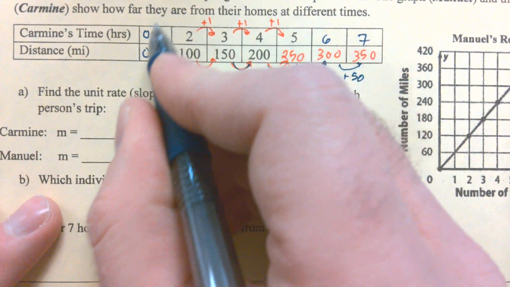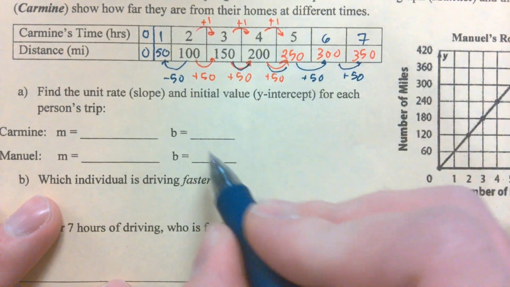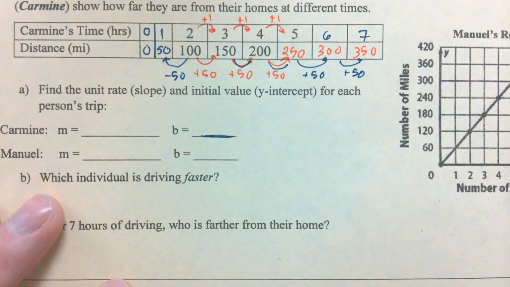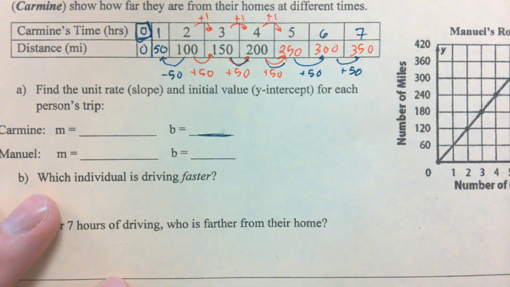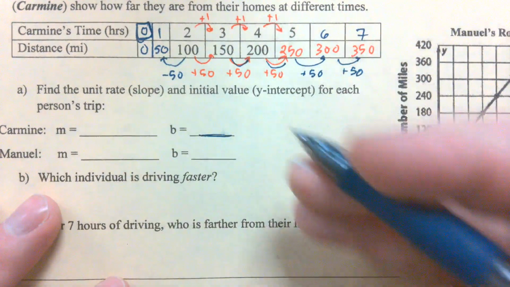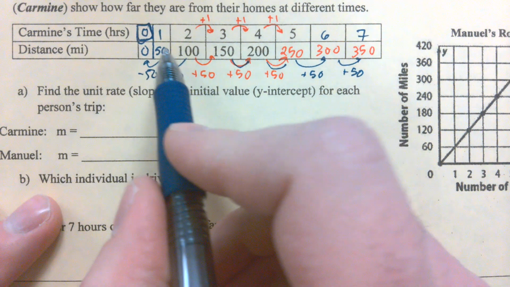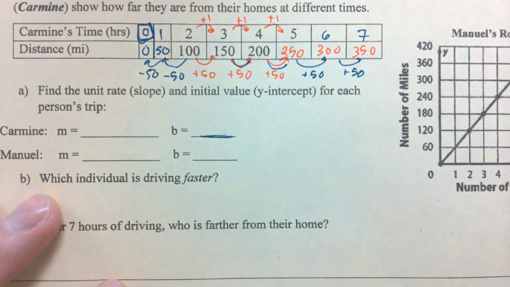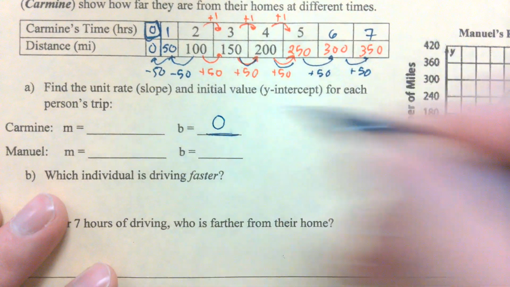Now, a lot of us went one space over. But if we're looking for the b value of Carmine's trip, we've got to find where x is equal to 0. So we had to go an additional one more space over. And we get the point (0, 0), which means that Carmine's b is 0.